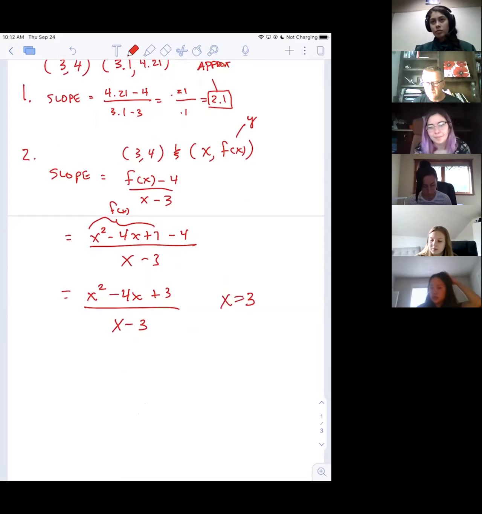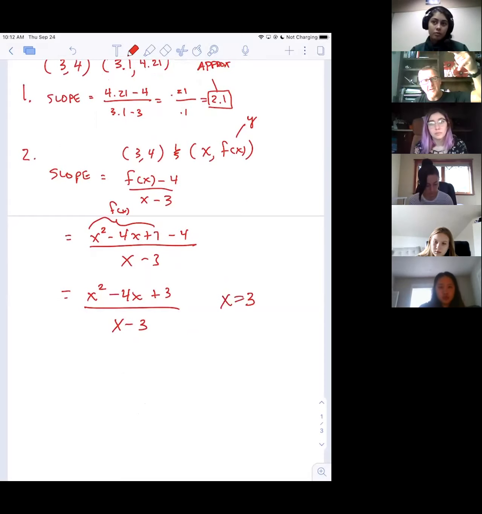Divide by 0. You end up with 9 minus 12 plus 3 on the top, which is 0. And you end up with 3 minus 3 on the bottom, which is 0. And so it breaks. And of course it breaks, because that's having that second point be the same exact point. And so it's like, that doesn't work. That's stupid. That doesn't help. But as I said before, can't you still pick x to be really close to 3?